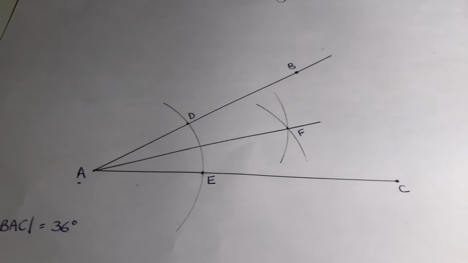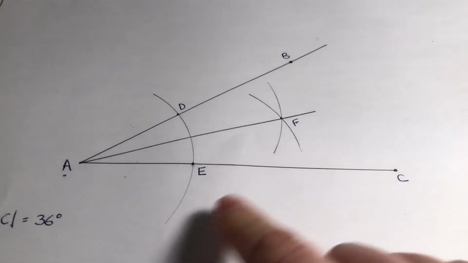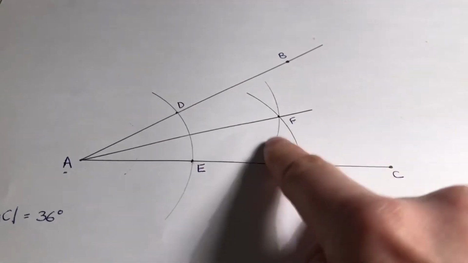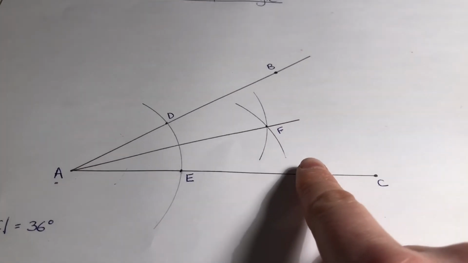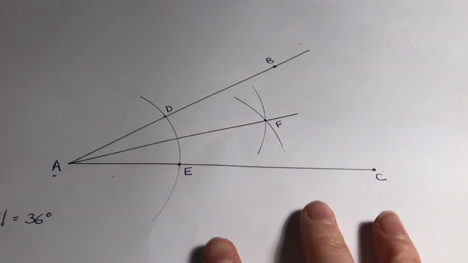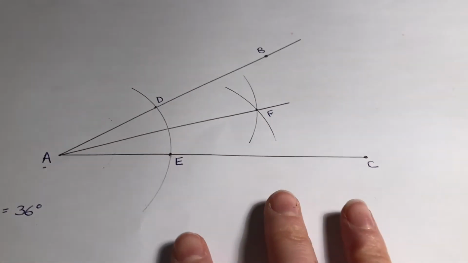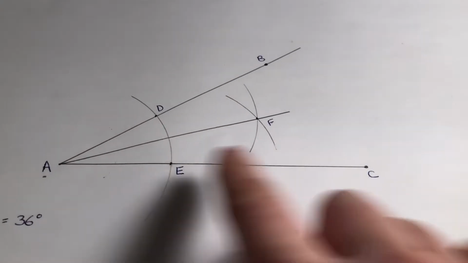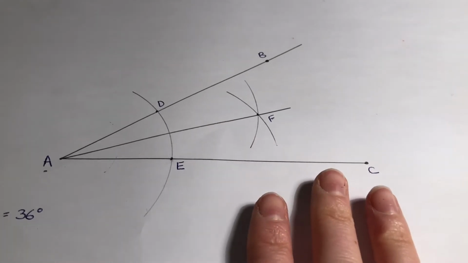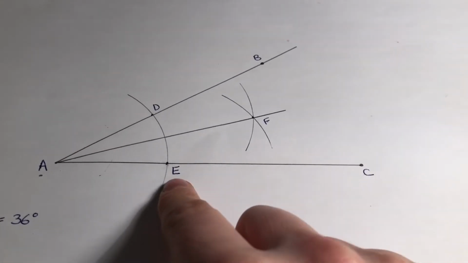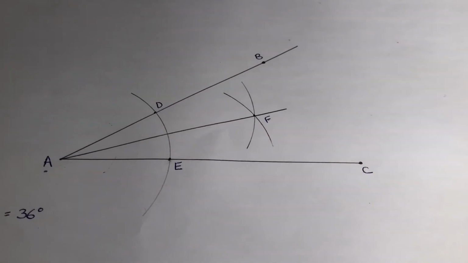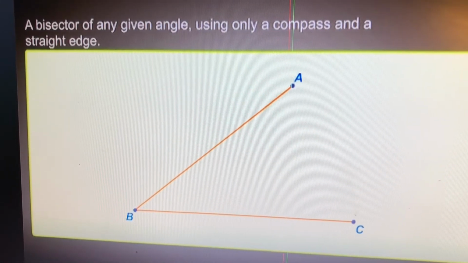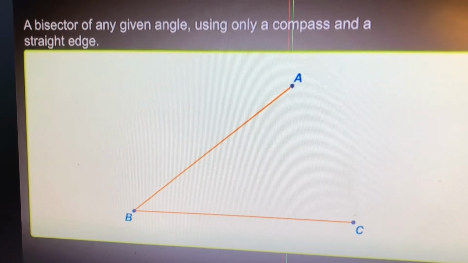What's really, really important about all constructions is that you never rub out your workings. So these arcs, these workings, they are part of the construction. If you were to rub them out so that you just had your angle and your line, you wouldn't get full marks. It may suggest to the examiner that you had used the protractor instead of the compass and the straight edge.